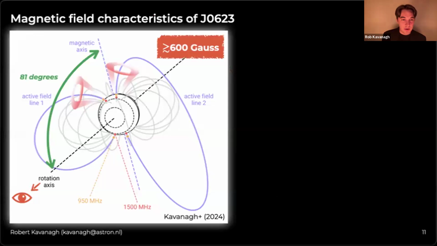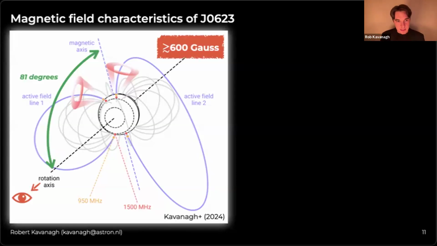So what we inferred was that we're looking at this object effectively pole on, and it has a very oblique magnetic field. So this means that the magnetic axis of this brown dwarf is effectively perpendicular, and so it precesses around kind of like a pulsar, if you're familiar with that. And it also has a magnetic field strength of at least 600 Gauss. So this is like 60 times greater than Jupiter's magnetic field.